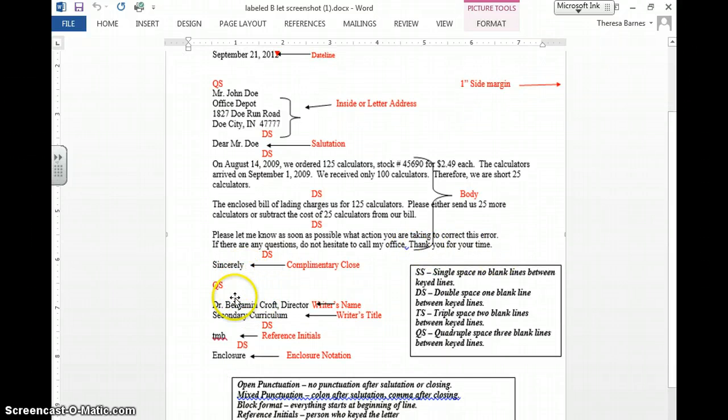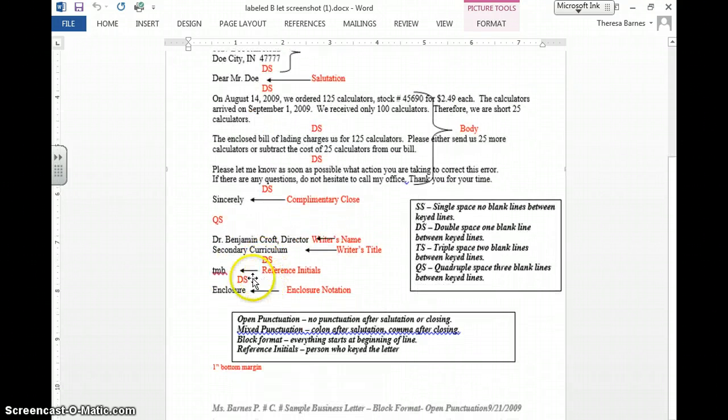After the complimentary close, then you will quadruple space, which remember is 3 blank lines between keyed lines. Then you will type the writer's name. The writer's name is the name of the person that wrote the letter. It may not be the same person that types it, but it's the person that wrote it. If you know their title and it's a short title, you can put their title after their name, such as it is here. If it's a long title, then you can put it underneath their name, single space. If there's a department that they want to put underneath there, you would put that underneath there also.